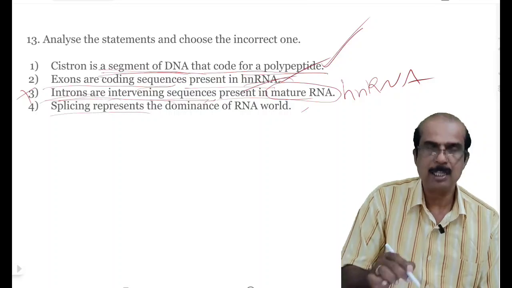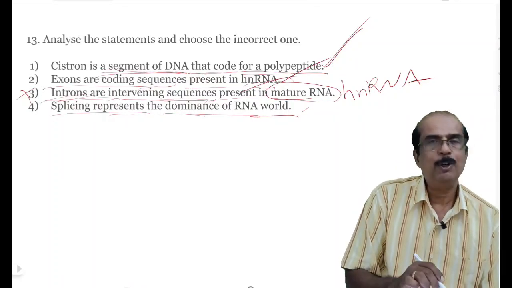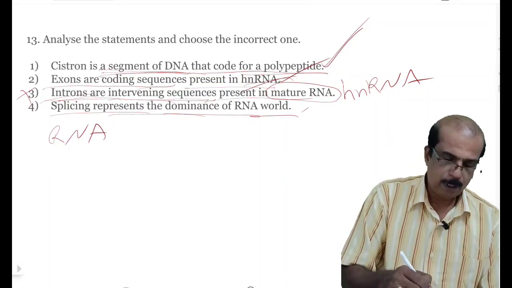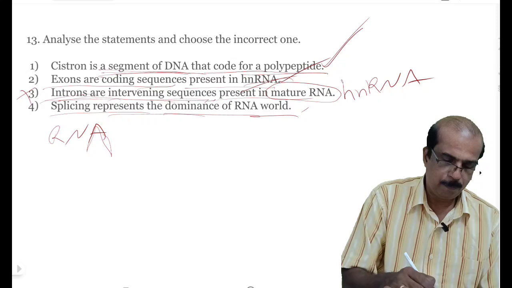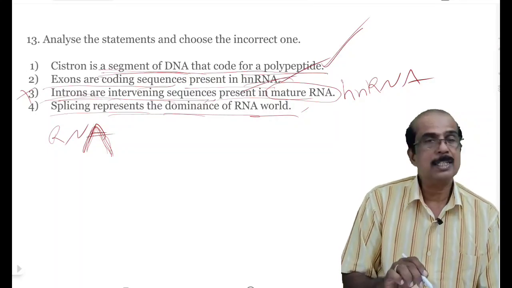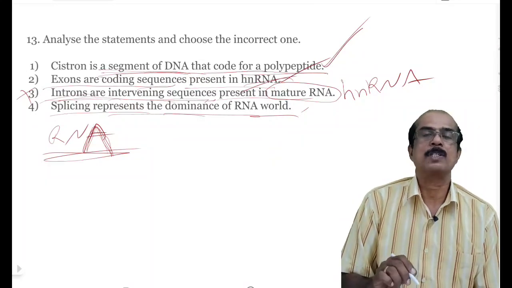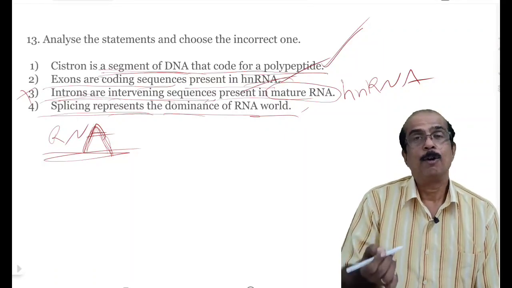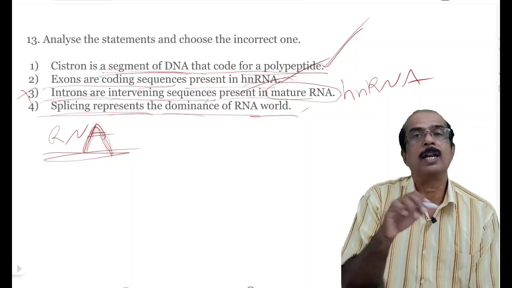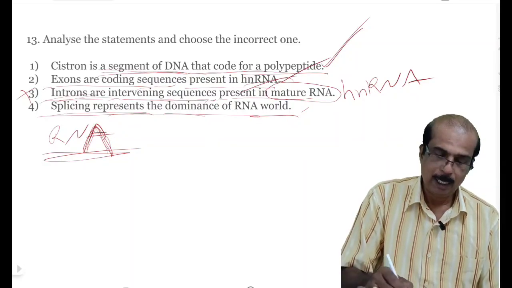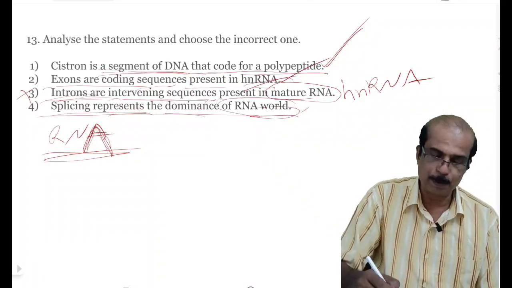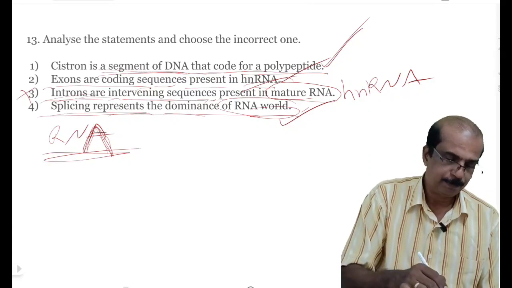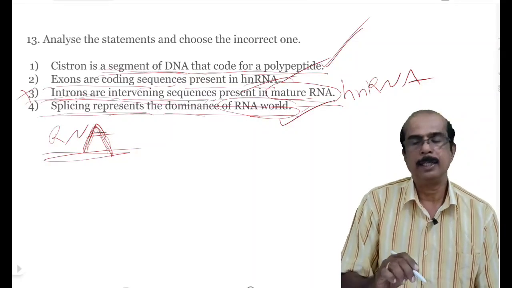Splicing represents the dominance of RNA world. We know that before the evolution of DNA, RNA dominated in the living world. For remembering the dominance of RNA, there are some processes in molecular genetics, for example RNA splicing, and the protein synthesizing machinery also revolves around RNA. These are symbols of the dominance of RNA world. The fourth option is also correct. Our answer to this question is the wrong statement, option 3.